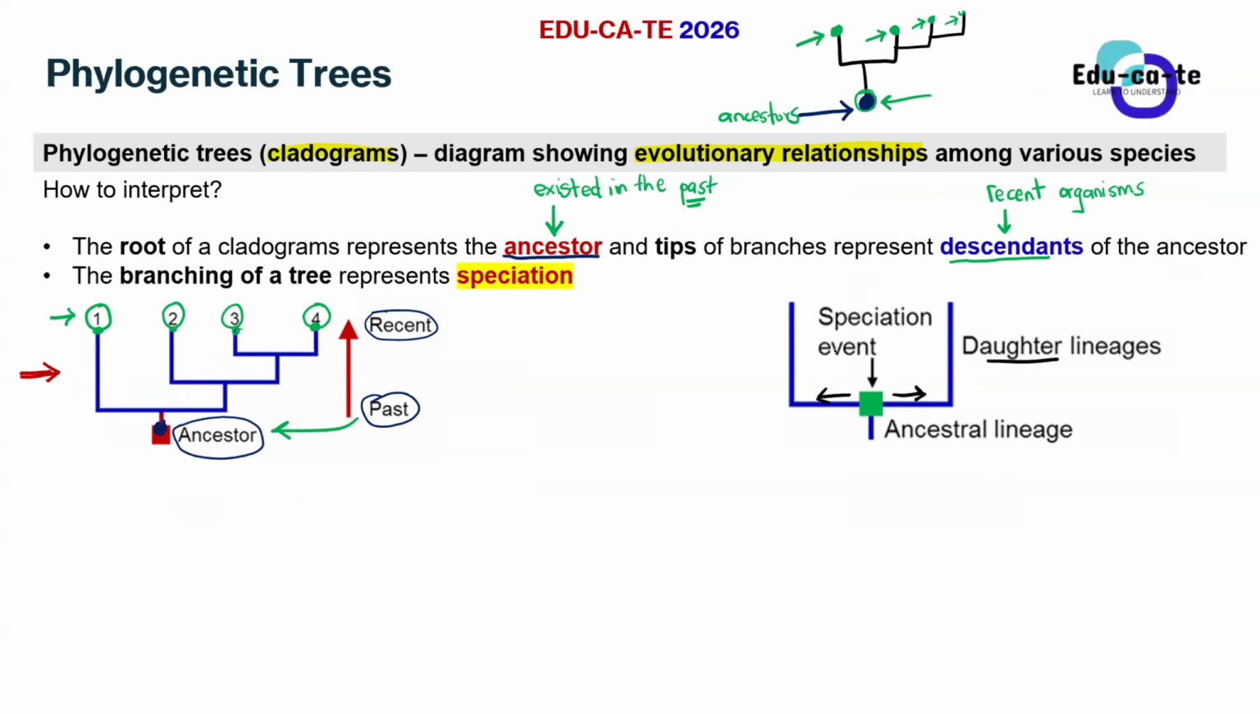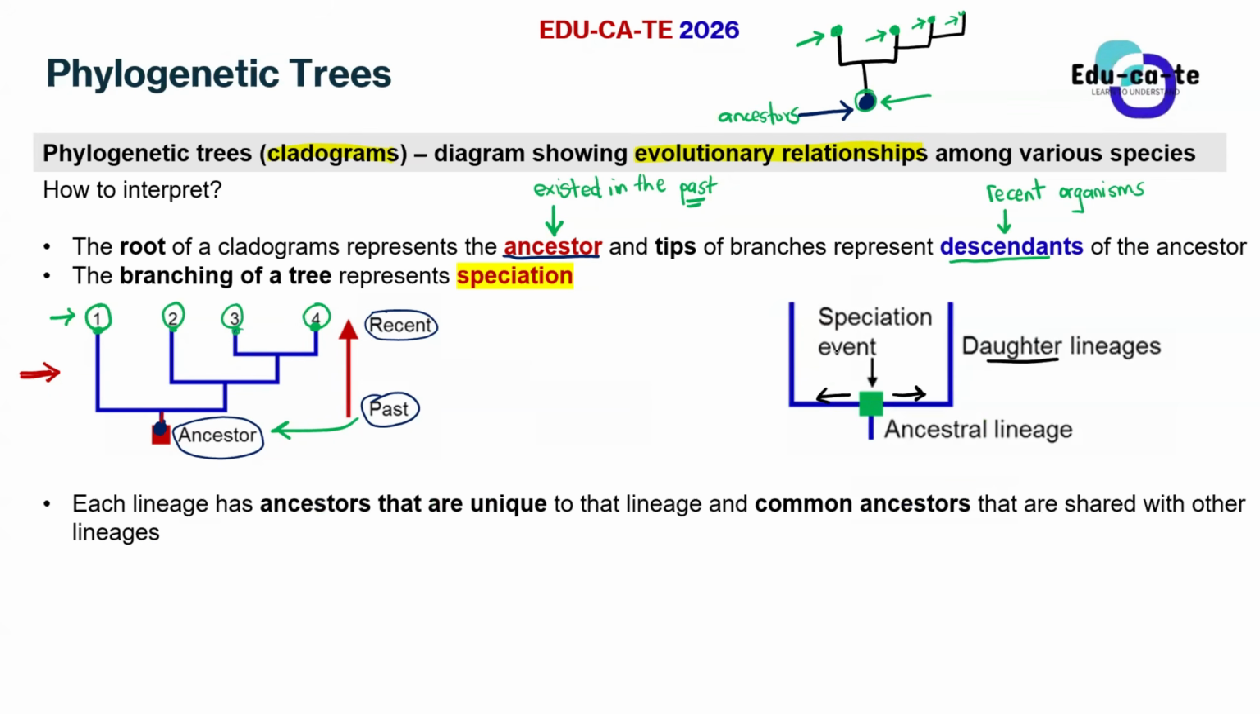Okay, in simple terms, of course. Now, the other part of a phylogenetic tree that you need to know how to interpret is the uniqueness of the common ancestors. We've got unique ancestors, we have got common ancestors. I repeat again, an ancestor is an organism that existed in the past, an organism that was there in the olden times. That's an ancestor in general.